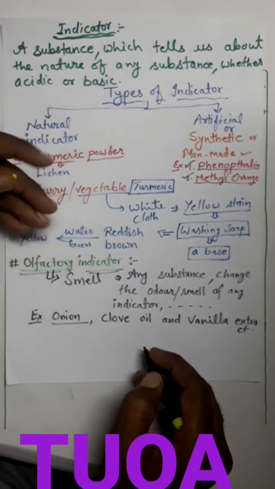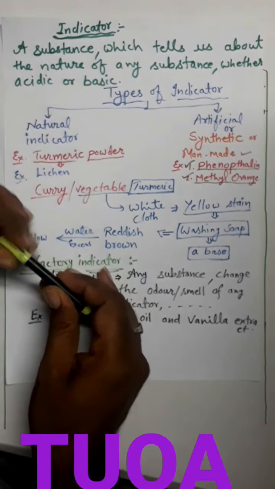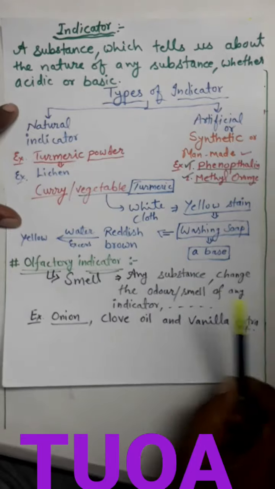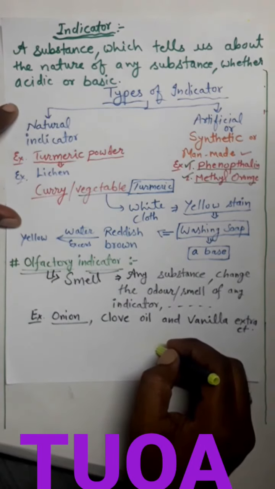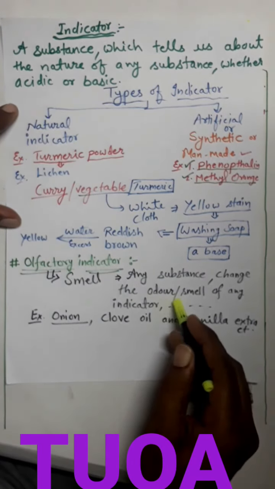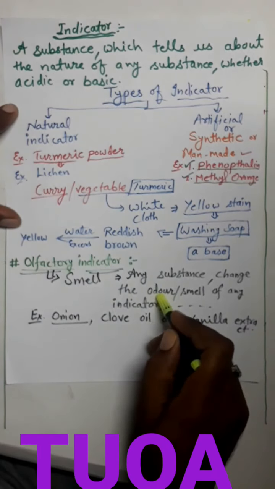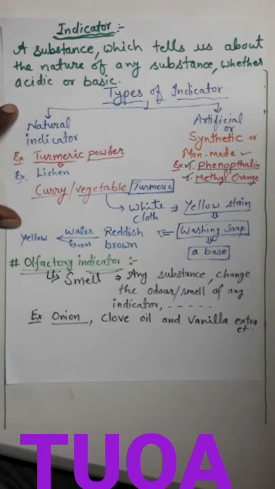So these are some examples of olfactory indicators which are used to identify the acidic or basic nature of any substance. Here also the important role is that they identify the acidic or basic nature of the substance. Okay.